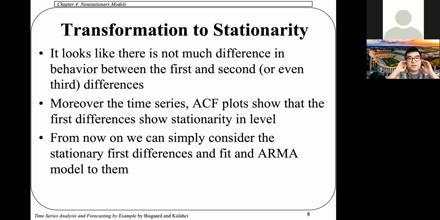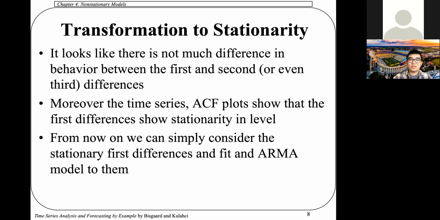Right. So this is what I just discussed. It looks like there's not much difference in behavior between the first difference and the second difference, and also even the third difference. And we can see that the ACF plot shows some stationarity when we go to the first difference.